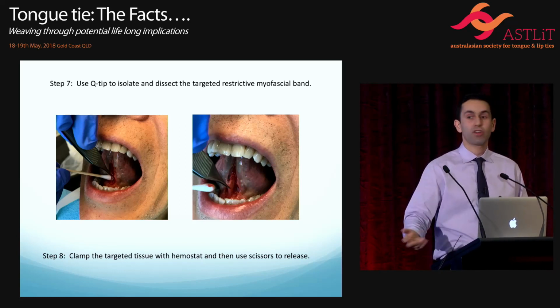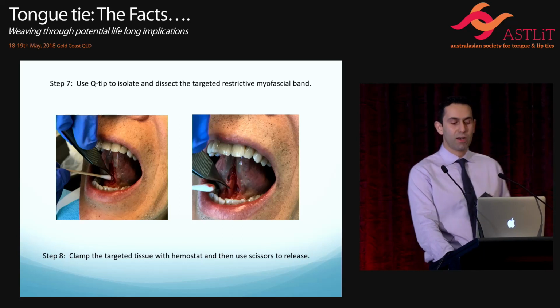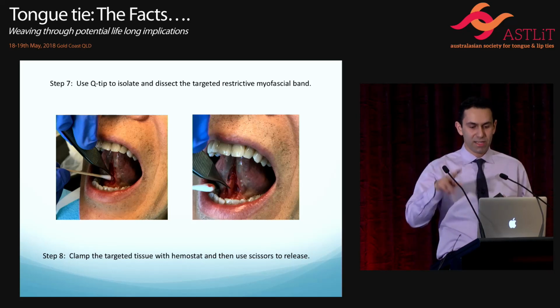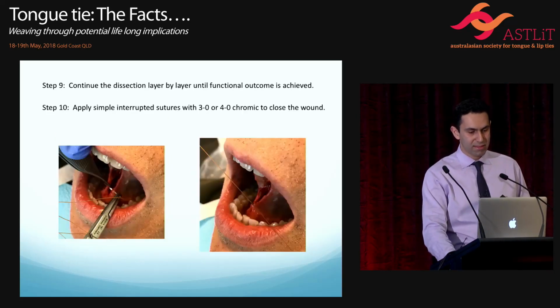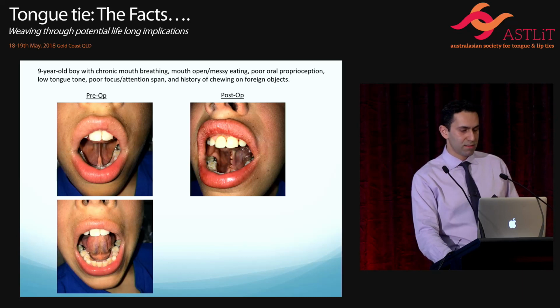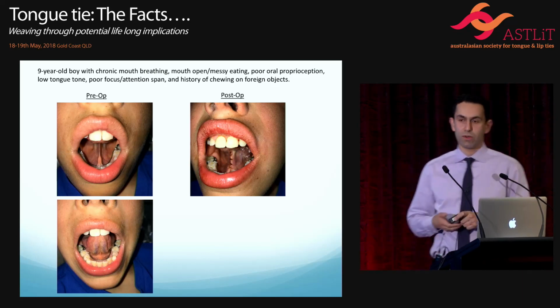Sometimes I go deeper, and I'll show you what that looks like. That is now a partial genioglossectomy. Here is the restrictive myofascial band. I isolate it very carefully. I make 1 cut, and that's it. And then I suture it up for primary intention healing. Okay? Allow me to show you a case of a child who we operated on.